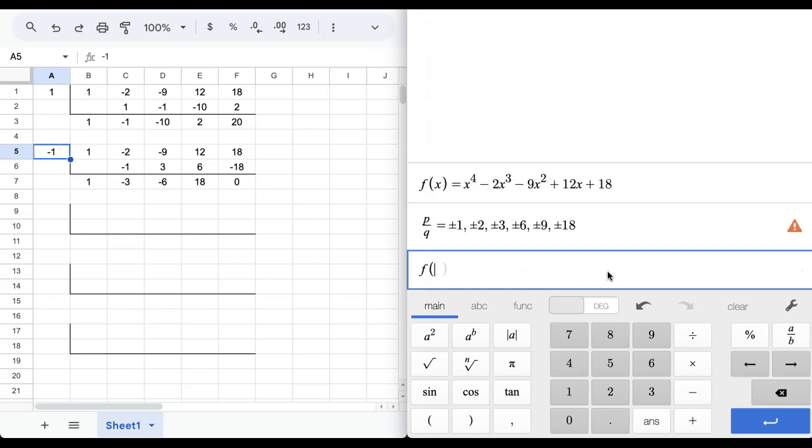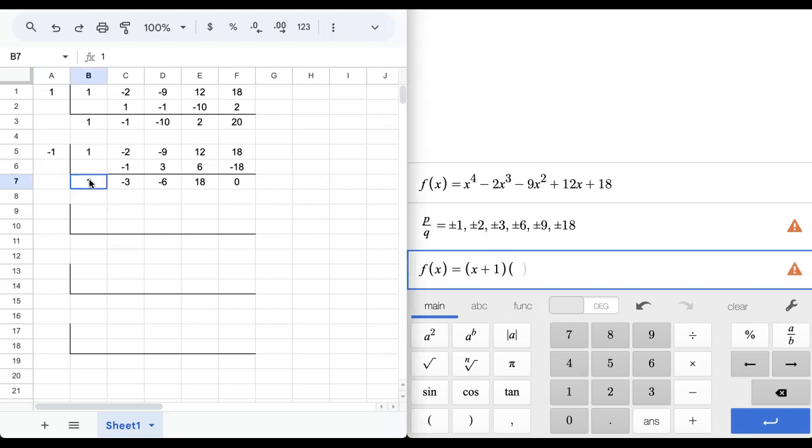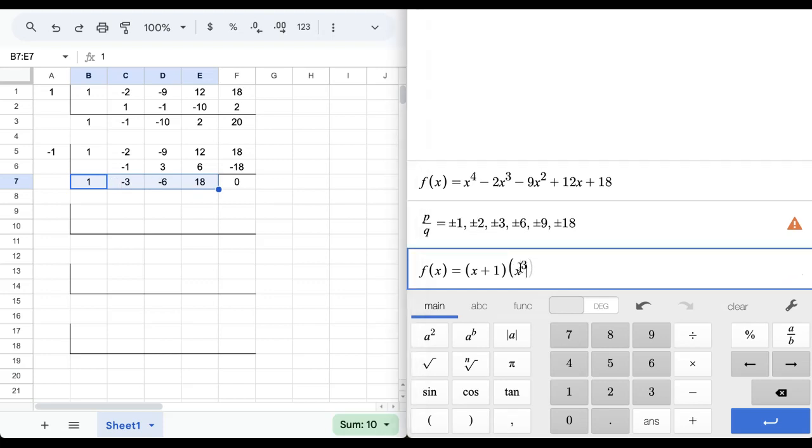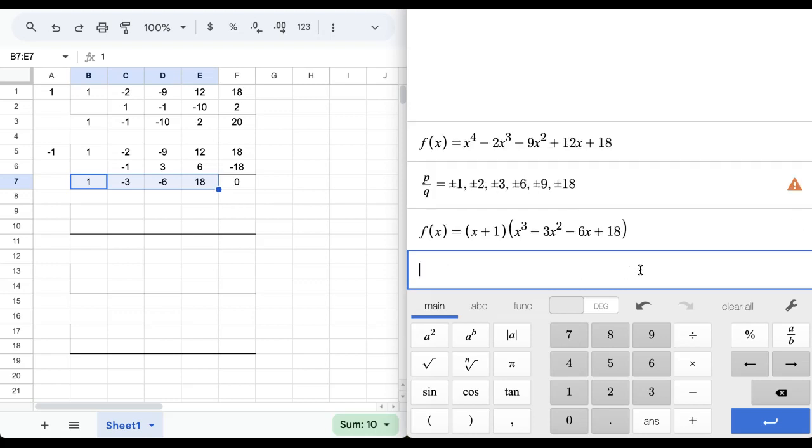Okay, so we can update our function as x plus 1, right, because the root's negative 1. So x plus 1 times the rest of this right here. We should have a cubed, squared, power of 1, power of 0, right? So this is 1x cubed minus 3x squared minus 6x plus 18. We still have a cubic here. We're going to see if we can further factor this guy.